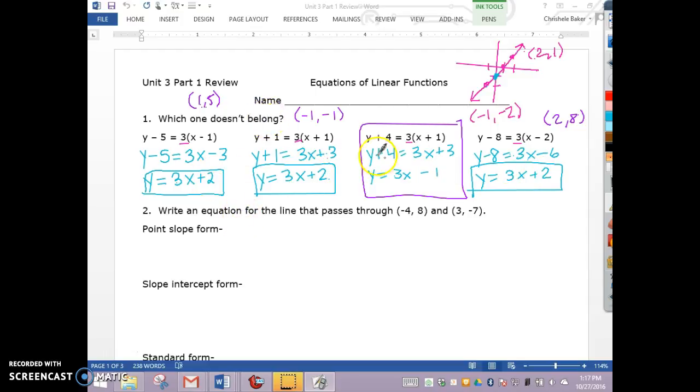So which one doesn't belong? This one right here. Why? Because it has a different y-intercept. All of these are the same line. Same, same, same.